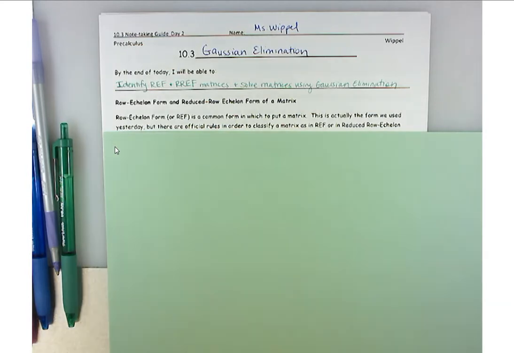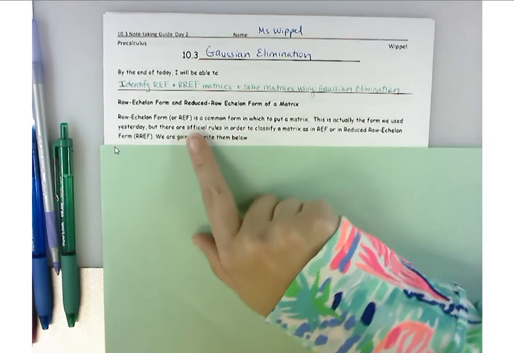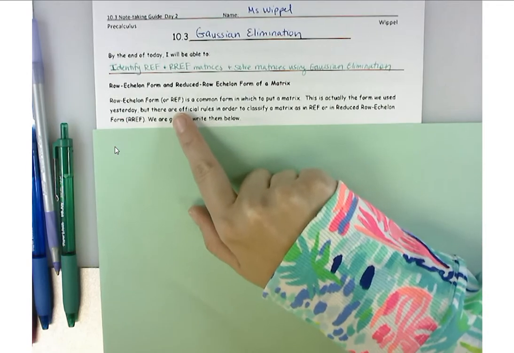Gaussian elimination. And by the end of today, you're going to be able to identify what's called REF and RREF, which stands for row echelon form and reduced row echelon form matrices. And we're going to solve using Gaussian elimination. And you actually already did this yesterday. We just did not put a specific name to it, so we're going to talk about a few of those things. So row echelon form is a form that we put matrices in.